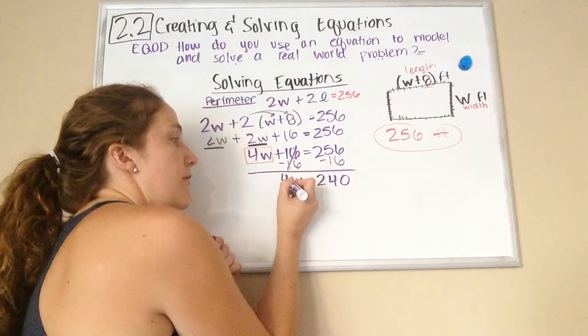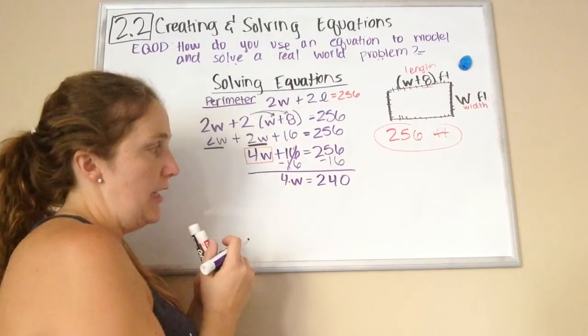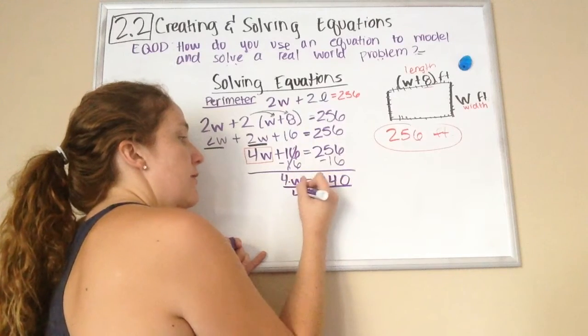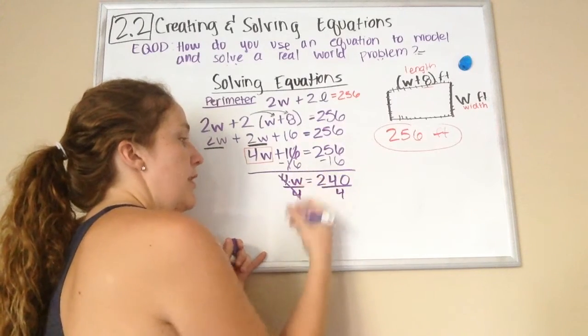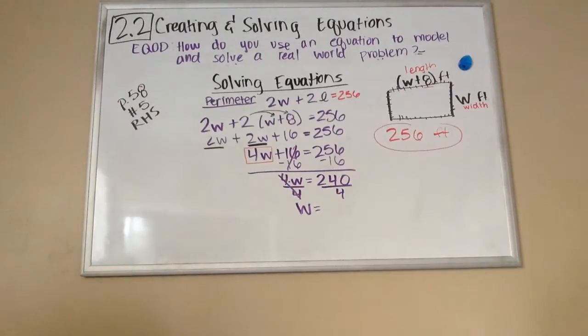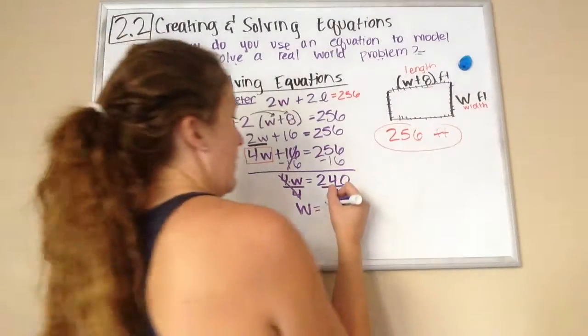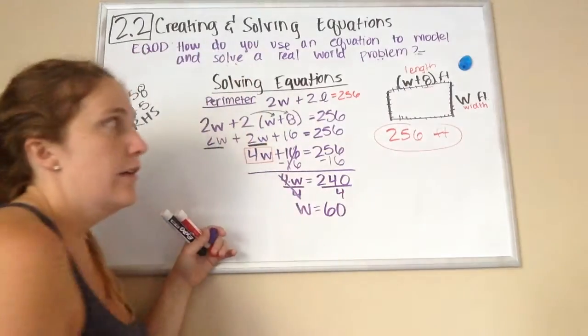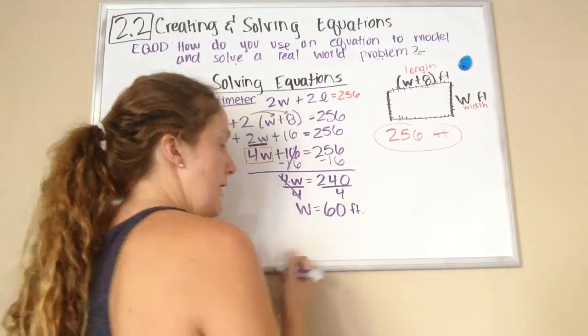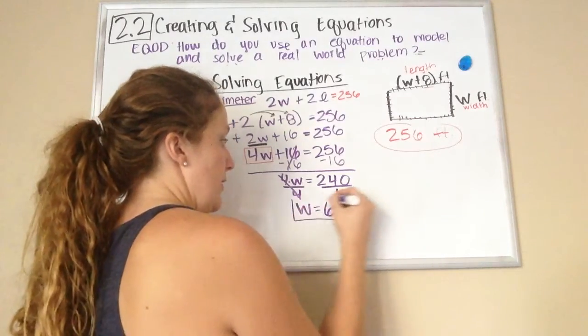So the last thing we have to do is think, well, this is multiplication happening between them. We've got to use the inverse. We've got to use division. So we're going to divide both sides by 4. And we will get W is equal to 60. Okay? All the units are feet, so we do get our units of feet down there. So you've got width is equal to 60 feet.